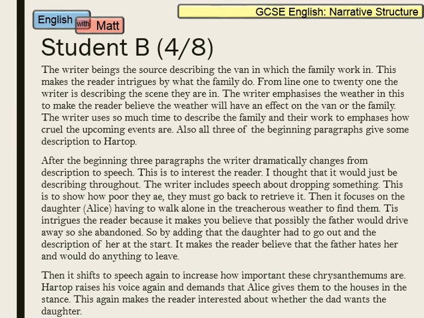Then it focuses on the daughter, Alice, having to walk alone in the treacherous weather to find them. This intrigues the reader because it makes you believe that possibly the father would drive away, so she is abandoned. So by adding that the daughter had to go out and the description of her at the start, it makes the reader believe that the father hates her and would do anything to leave. Then it shifts to speech again to increase how important these chrysanthemums are. Hartop raises his voice again and demands that Alice gives them to the houses in the street, that might say. I don't know. This again makes the reader interested about whether the dad wants the daughter.